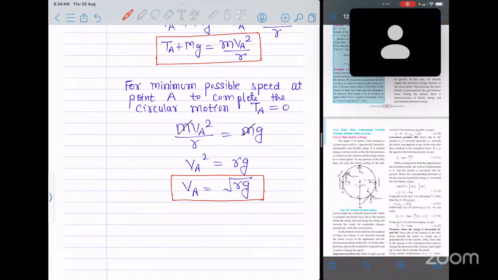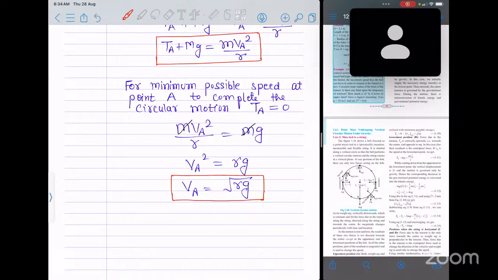The question will be like this: what should be the minimum possible speed at the topmost point or the uppermost position for any object to complete the circular motion? In this formula, you can observe mass is not included. Va is equal to square root of r into g. Mass is not there, which means it doesn't matter what the mass of the object is. But if it is at the topmost point, which is A in this case, the minimum possible speed provided should be square root of r into g.